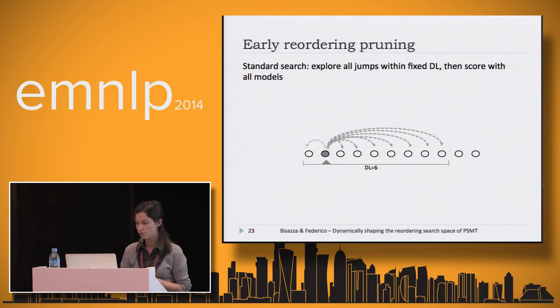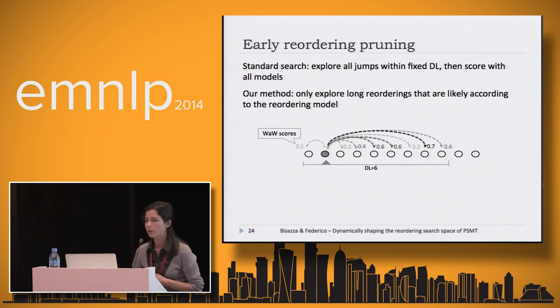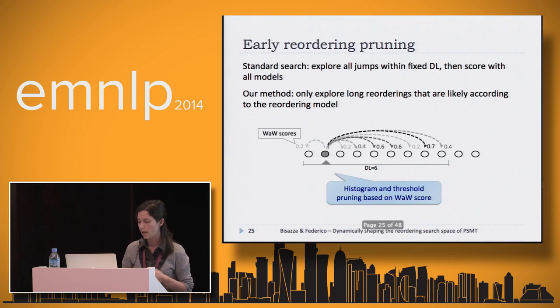Remember that in standard search, what we do is exploring all the jumps that lie within a fixed distortion limit, and then we let them be scored by all the models. Instead, what we do now is only explore the long reorderings that are most likely according to this novel reordering model. Before hypothesis expansion, we can query the new reordering model and get scores for each of the possible jumps, which are represented by these numbers. Then we can apply histogram and threshold pruning only based on this particular score to all the jumps that are available at this point. For instance, in this case, we might want to prune all these possible jumps. So now we proceed only following the jumps that are most likely according to the reordering model.